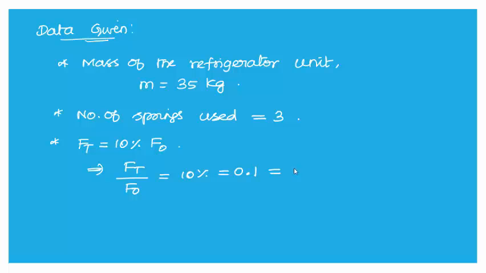This is the force transmissibility value, because force transmissibility is defined as the ratio between Ft and Fo. So the force transmissibility value is directly given in the problem as 0.1. The operating speed condition is given in the problem as 480 rpm. So we are asked to calculate the stiffness of each spring.